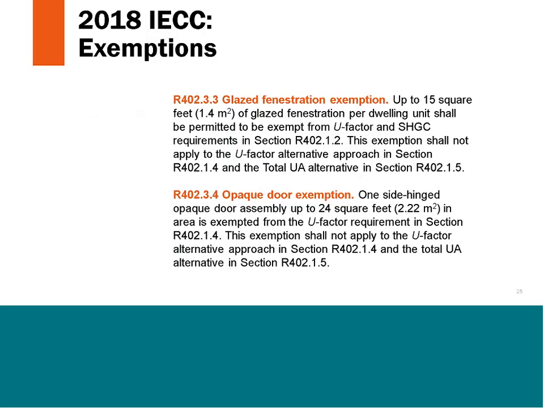So some of the exemptions for meeting those fenestration energy codes in the prescriptive compliance are as follows. Up to 15 square feet of glazed fenestration is exempt from the U factor and SHGC requirements in the prescriptive table of R402.1.2. It's often used for decorative glass or things of that nature. There is also an exemption for an opaque door up to 24 square feet from the U factor requirements. These exemptions are only for those following the prescriptive path, demonstrating strict compliance with the table. They do not apply when using other prescriptive compliance pathways, the U factor alternative or the total UA alternative.